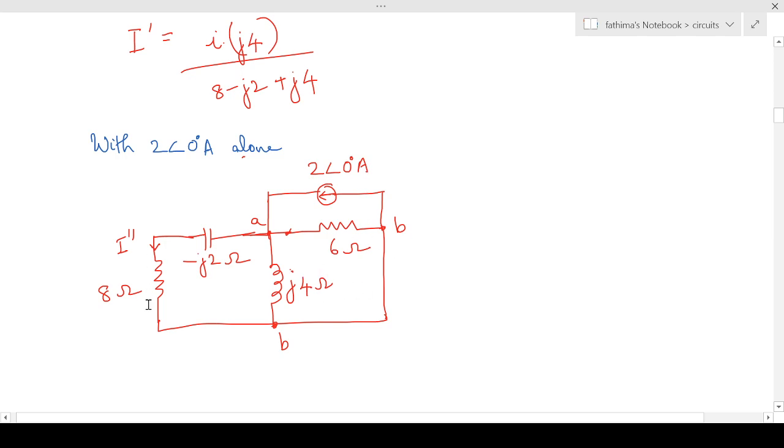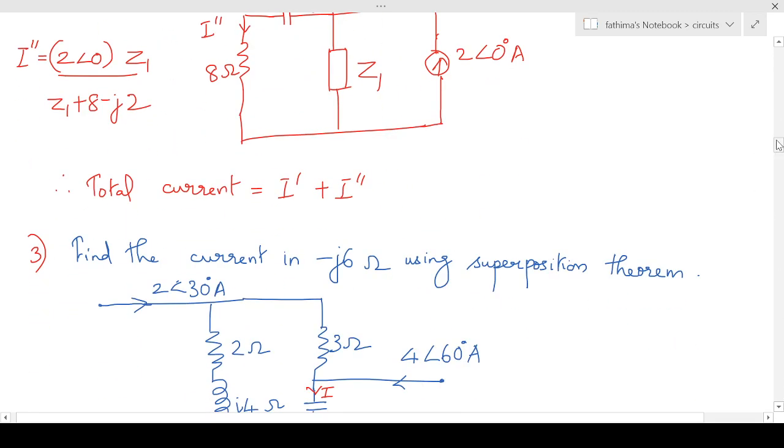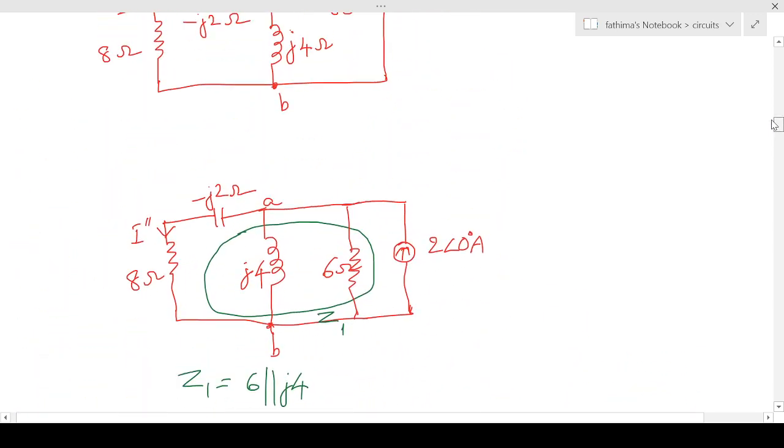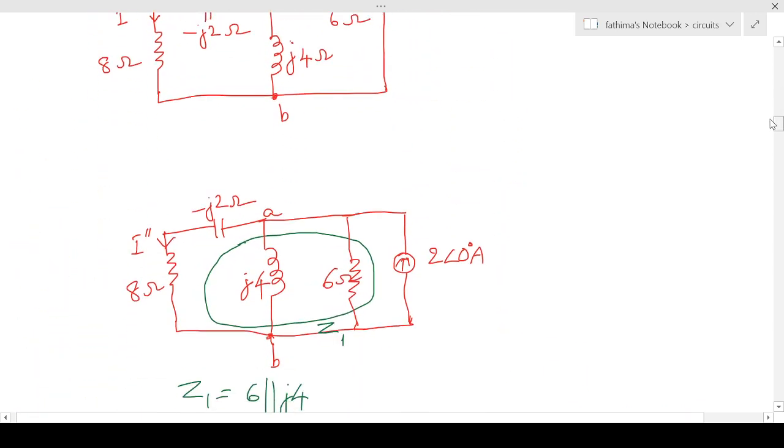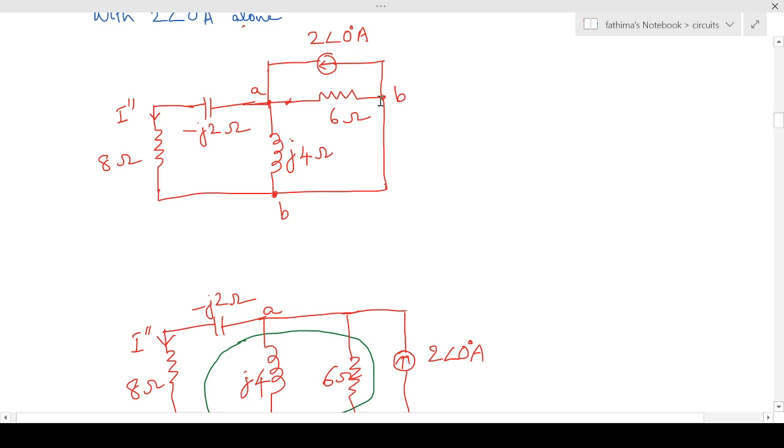So I have marked the current that is flowing through 8 ohm as I double dash. Our aim is to find I double dash. In order to find I double dash, we can redraw the circuit for ease of simplification. This point is B and also this point is B; both are the same.